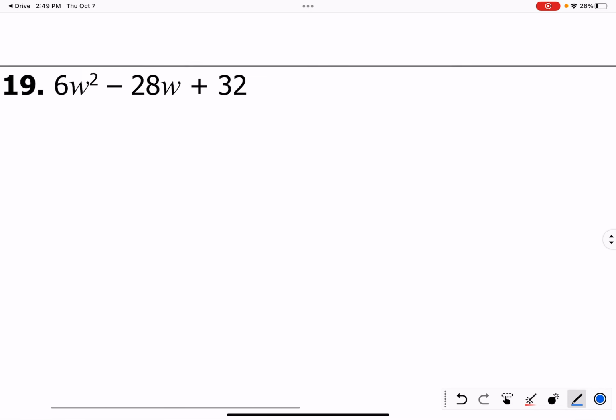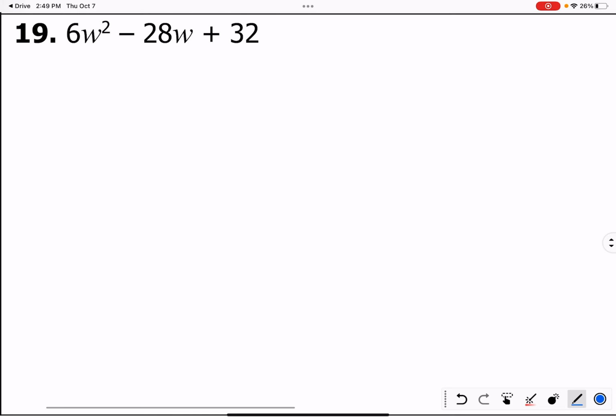All right, similar idea on number 19. However, 19 has a GCF. All right, so we're dealing with all even numbers, so we can take out a factor of 2. All right, so let's start by doing that. So we have the factor of 2. We'd be left with 3w squared minus 14w plus 16. And now we're basically ignoring that 2, and we're just going to focus on this.